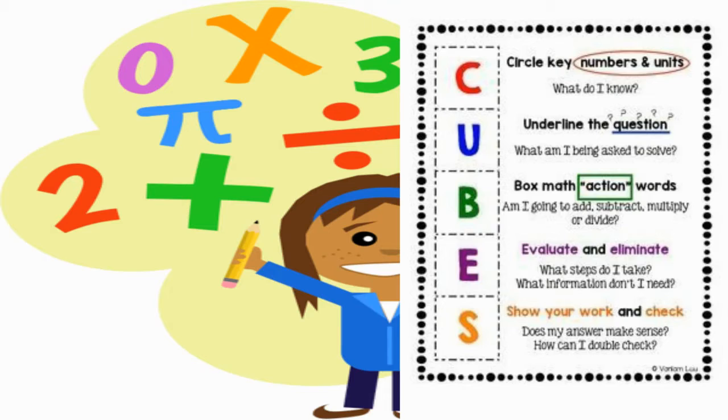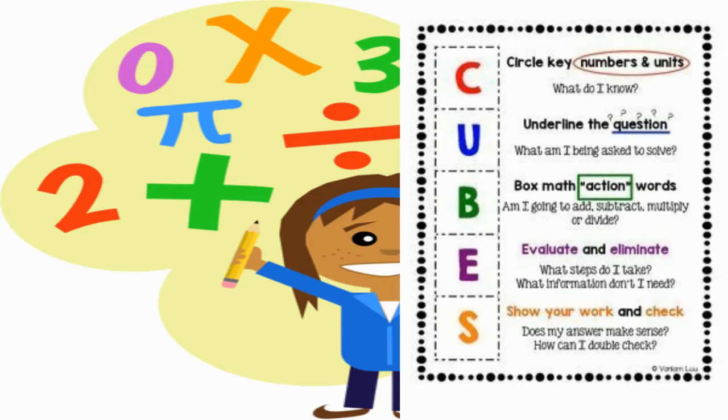The B stands for box math action words. So, am I going to add, subtract, multiply, or divide? The E stands for evaluate and eliminate. So, what steps do I need to take? What information is not important? Finally, your S stands for show your work and check. When you're done solving problems, you always want to make sure that you check behind yourself and make sure that your answer makes sense. Is it reasonable?